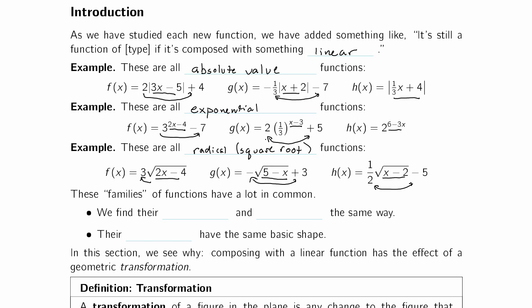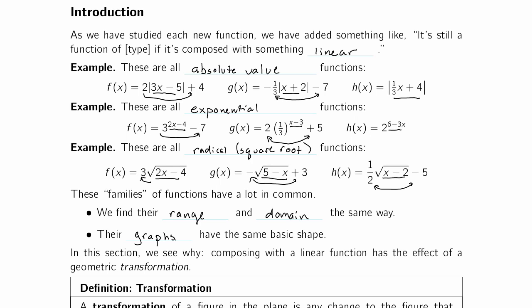So we have the basic function type, which we think of as kind of the important thing that's happening here, an absolute value or an exponential or a square root. And then all this linear stuff. And we saw, when we worked with them, that these families of functions have a lot in common. We find their ranges and domains the same way, and their graphs have the same basic shape.